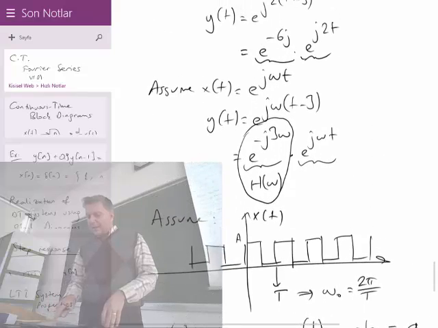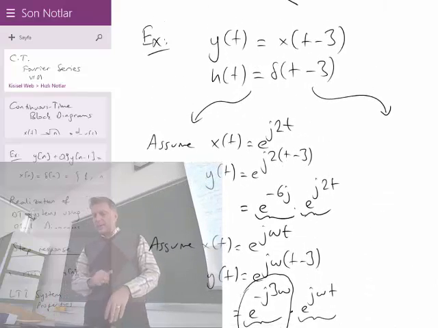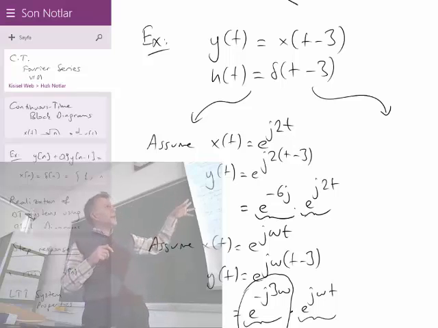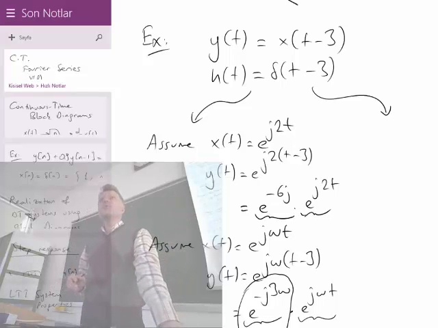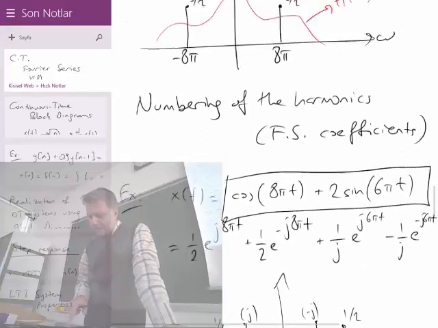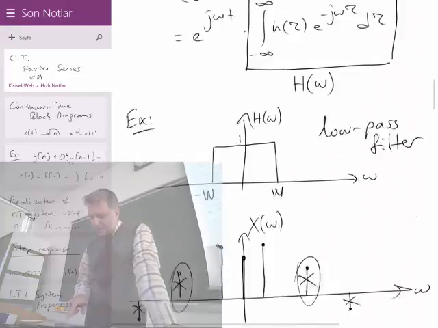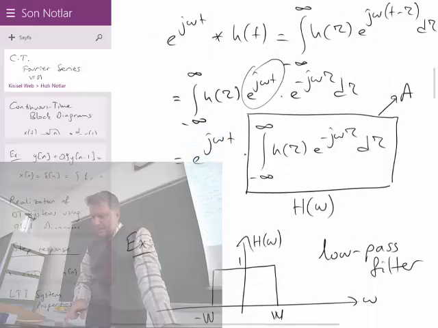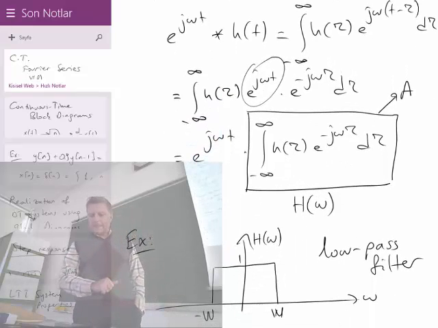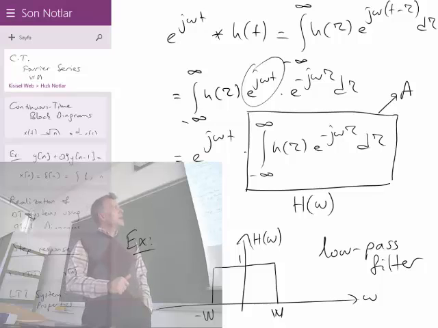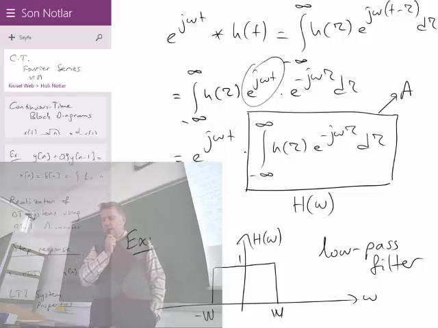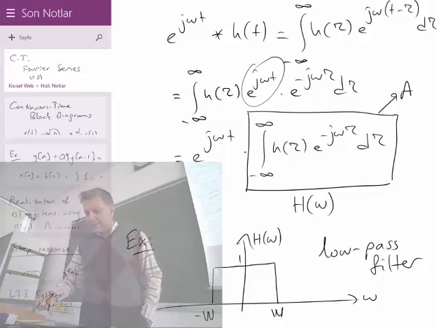Now, I told you that we have 2 ways to proceed, and the left-hand side was like this. The right-hand side was the formula for h of omega. Do you remember the formula for h of omega? I don't know if I can find it here. It may be, yeah, here it is. The integral of h of tau e to the minus j omega tau d tau. Looks bad, but nevertheless, let's try this formula now to determine h of omega.